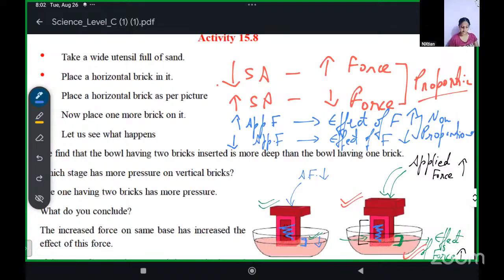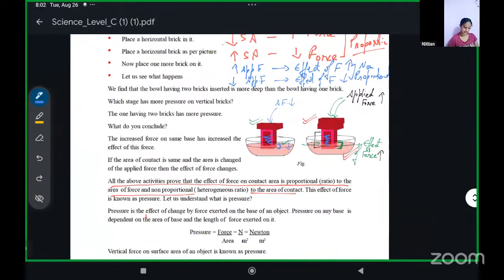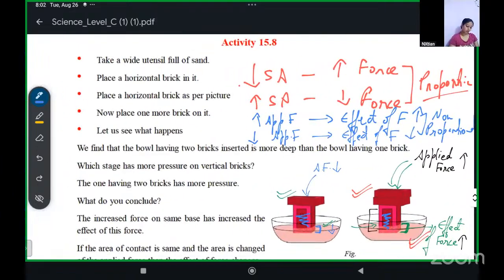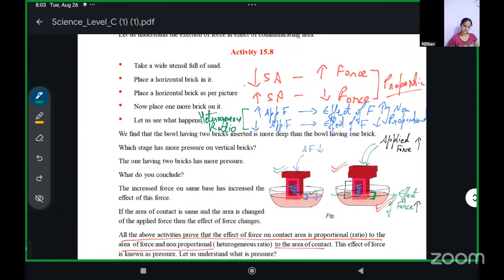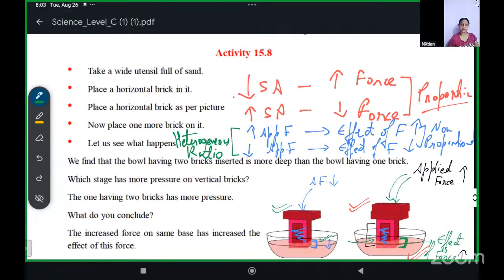Non-proportional, or heterogeneous ratio. This is known as non-proportional or heterogeneous ratio. Understood this concept of force and pressure.